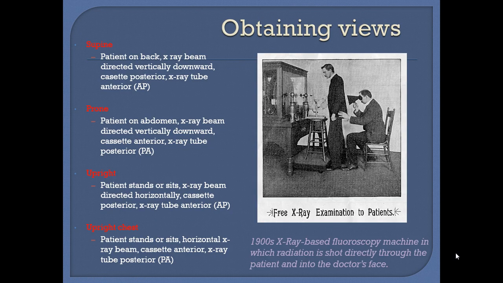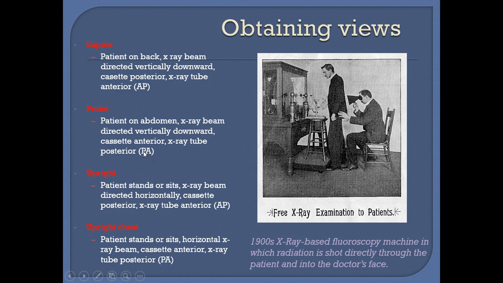Then how do we acquire the different views? Supine film, the patient lies on his or her back and the X-ray beam is from the top and it goes vertically downward. The X-ray shoot is within seconds and the cassette lies behind the couch. So this is antero-posterior or AP view.